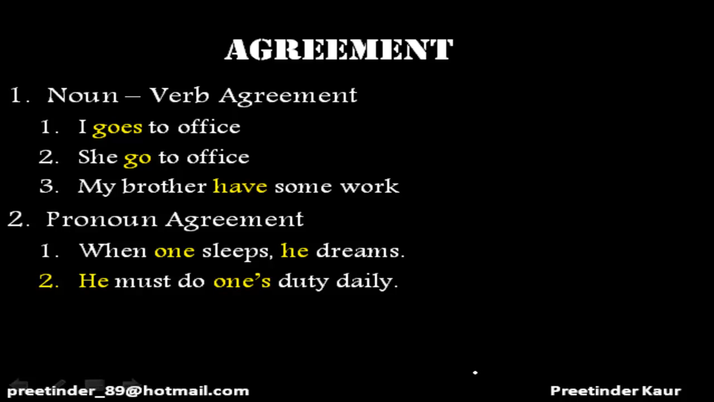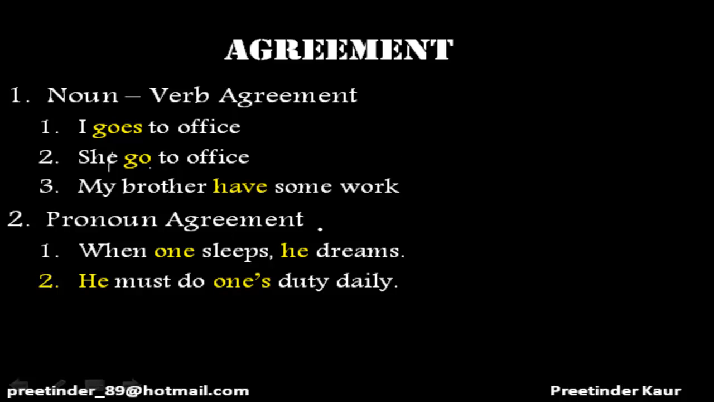For example, have a look at the sentence number 1. I goes to office is wrong because we do not use goes with I, we use go. I go to office. The second sentence is also wrong. She go to office. Now with she we have to use goes. My brother have some work. This is wrong. It should be my brother has some work. Now this is just a brief statement of what noun-verb agreement is. We will be discussing the errors one by one in the next slide.